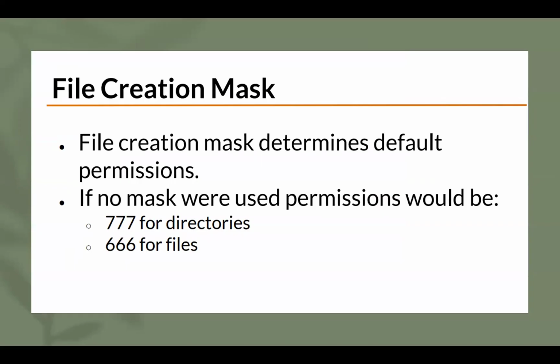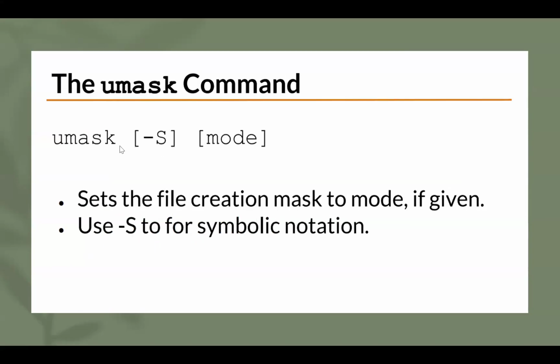File creation mask. The file creation mask determines the permissions a file will receive when it's created. If no mask were used, then the default permissions would be 777 for directories and 666 for files. The file creation mask is typically set by system administrators to the same default. However, it can be overridden as per the user's requirements by using the umask command. The umask command sets the file creation mask to the mode that you pass to it. If you use hyphen capital S, umask will be displayed and accept the symbolic notation.